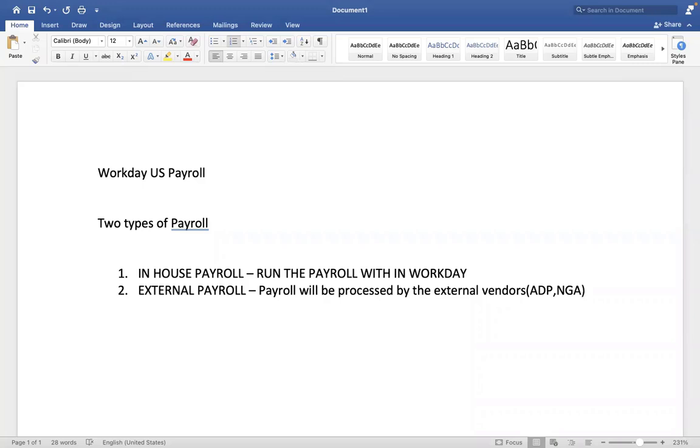Okay. Now, what payroll are we going to learn here? We're going to learn in-house payroll for US. And this is Workday. I'm still just adding one point. Workday has the ability to send the data to the external vendors globally across all the countries.